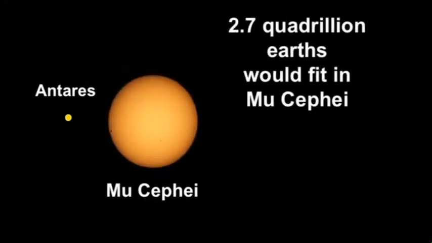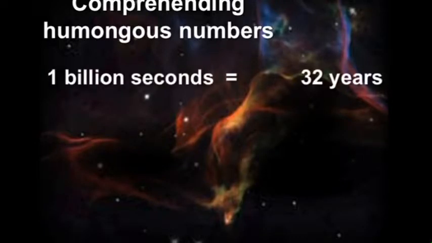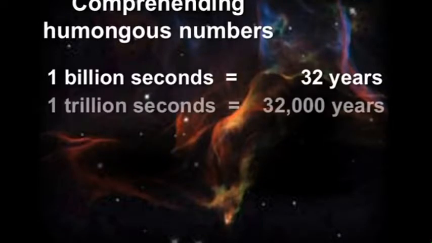It's estimated 2.7 quadrillion Earths would fit into Mu Cephei. 2.7 quadrillion, but hey, wait a minute. We haven't discussed quadrillion. Let's get back to comprehending big numbers. Using seconds again as our example, a billion seconds ago would be about 32 years ago. A trillion seconds would be 32,000 years of time.